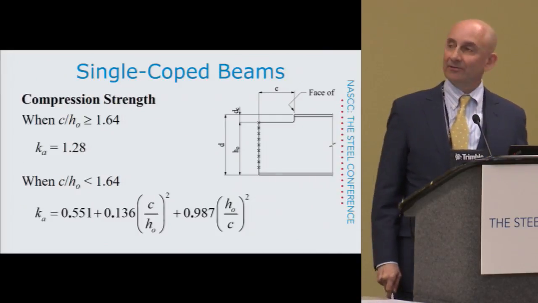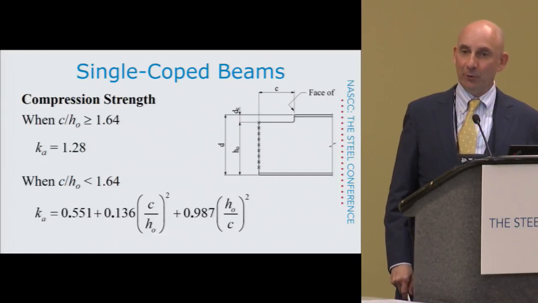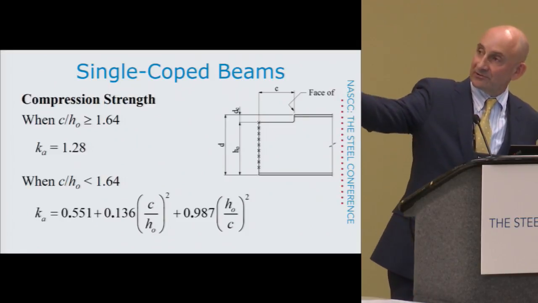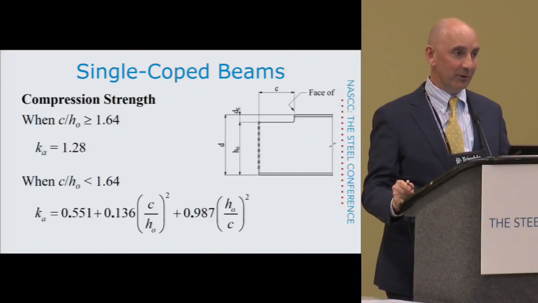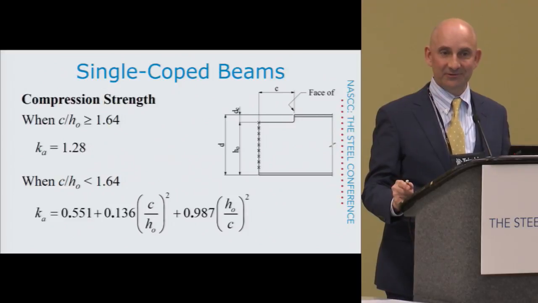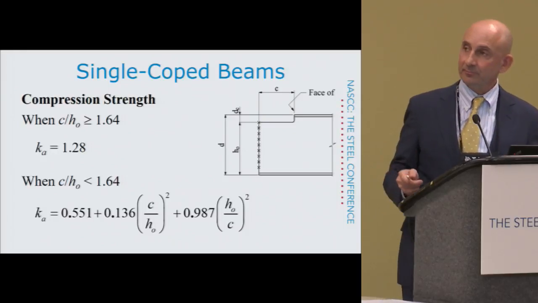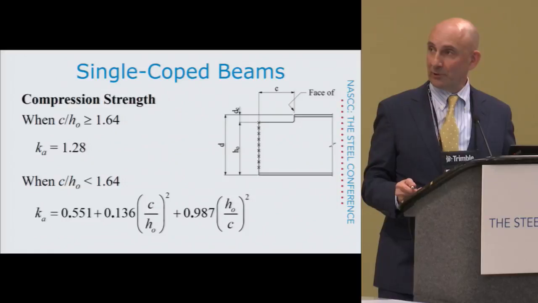As it turns out, this K sub A can be based on an infinite cope length when the cope length C to H sub O ratio is greater than or equal to 1.64. So for long copes, you're not going to get any out-of-plane support to brace that plate and increase the strength. So you use a K sub A equals 1.28. And if you just want to be conservative all the time, you can always use 1.28.